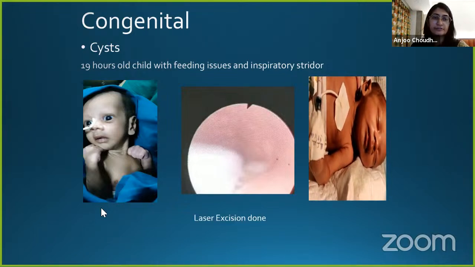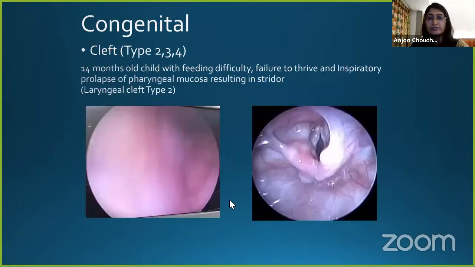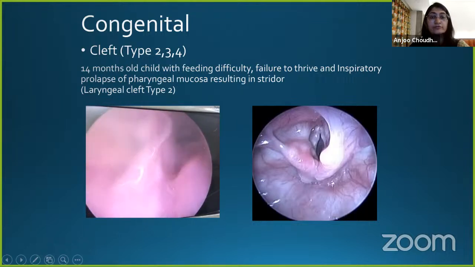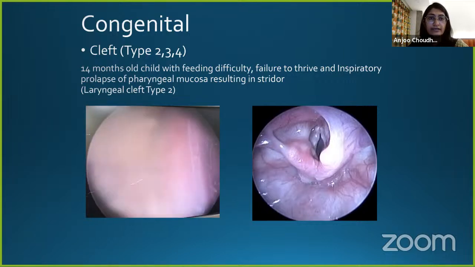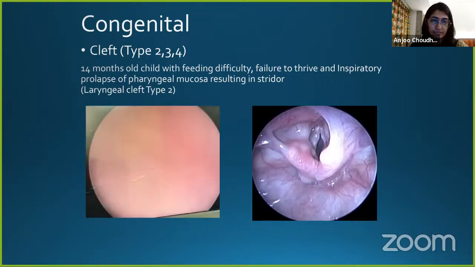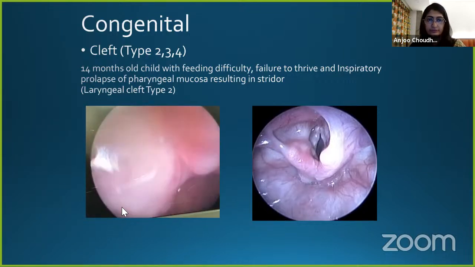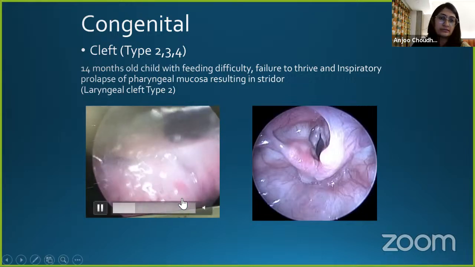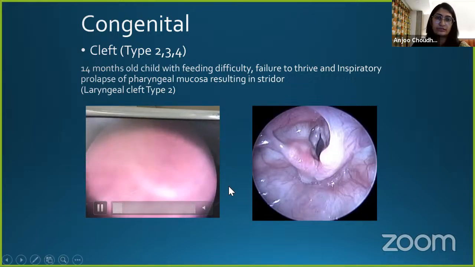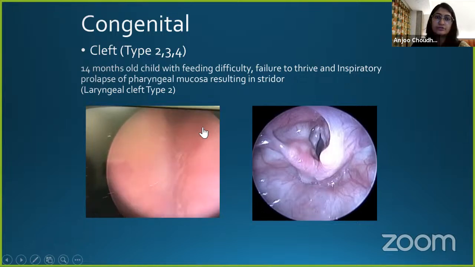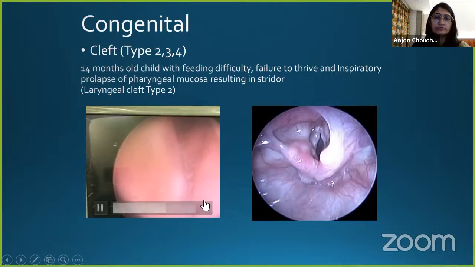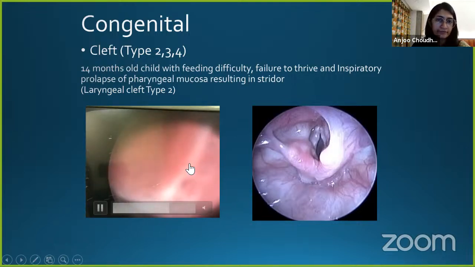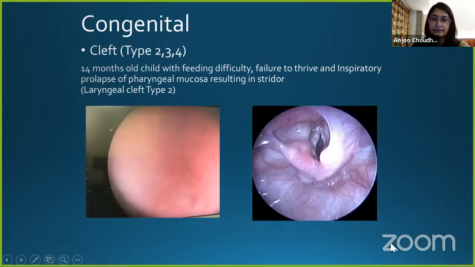Now, certain patients present with cleft. So these are rare anomalies, but as a pediatrician, everyone should be aware of these problems. These children present with feeding difficulties, failure to thrive, and an inspiratory prolapse of the mucosa. I'll explain the video. So if we see, there are two vocal cords here, and there is a mucosa coming in between. So it seems like there is a polypoidal tissue here, but it's actually the pharyngeal mucosa that is prolapsing into the airway because there is a laryngotracheal cleft.